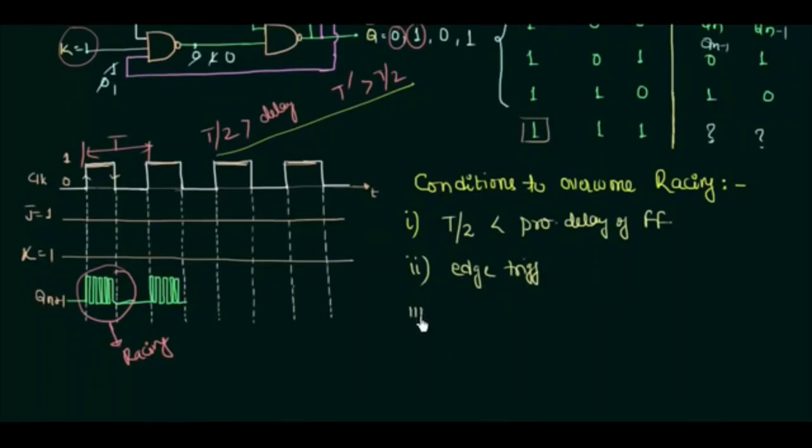And the third way is master slave, and it is a very important condition at the same time. This master slave condition is the most popular condition to overcome racing, and it is widely used. There are so many advantages of this particular circuit, and we will see in the next presentation how to operate with JK master slave. It's a very interesting topic.